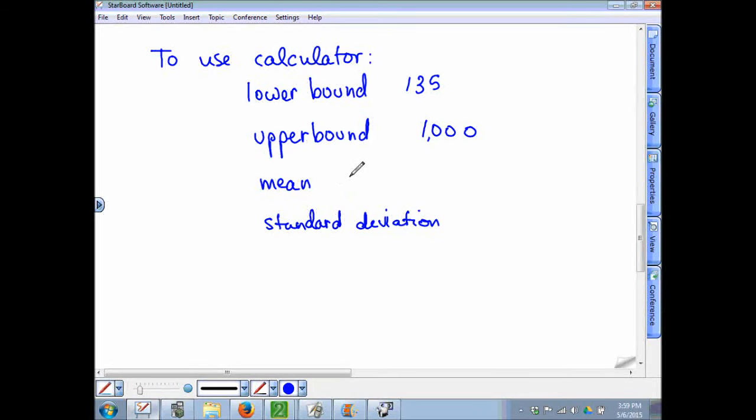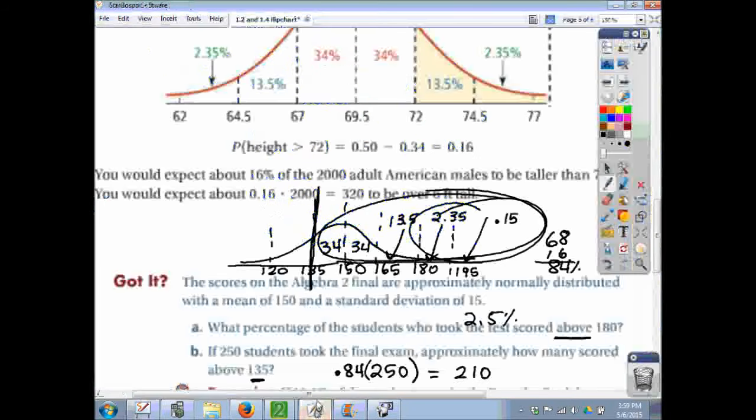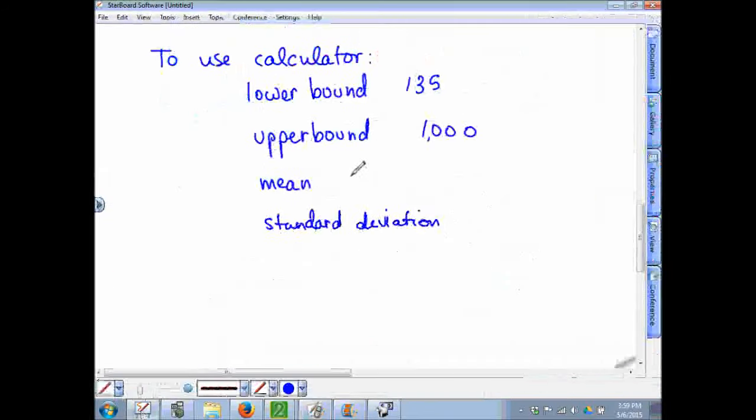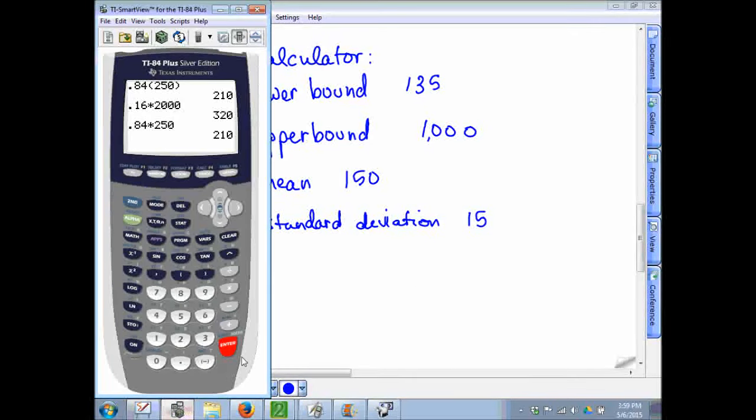When they say the average was 150, and then the standard deviation was 15. So turn the calculator on. If you have a TI-84, or even if you have an 83, you find this feature in the same place, but how you use it is a little bit different depending on the model of your calculator.